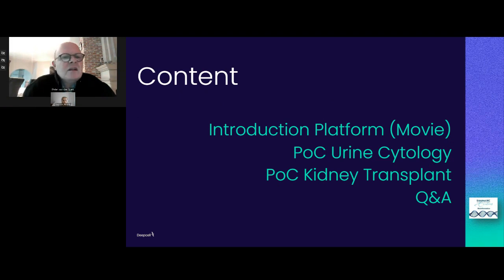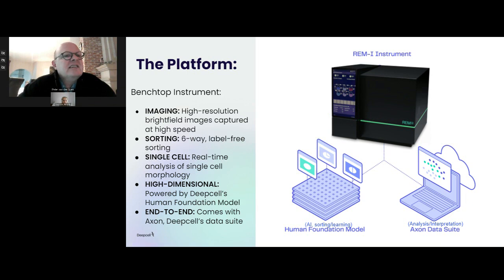What we basically see in this slide is the platform. It comprises a REM-I instrument, which you see on the top part. Then there's a human foundation model, which you use to sort and train your model to separate cells. And on the right-hand side, you see a PC, which you use to analyze the results from the particular study for which you have been running your samples.